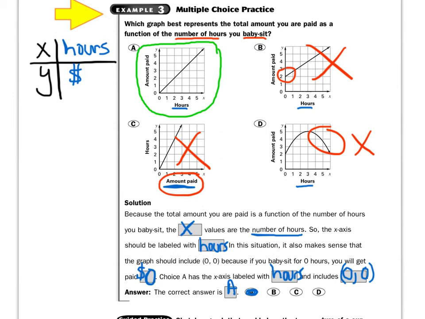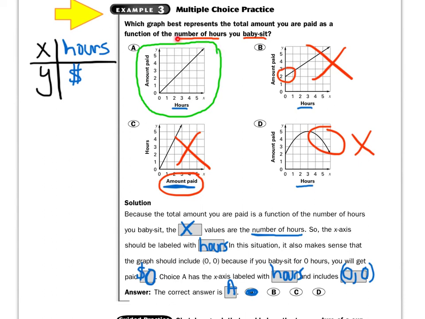Now the other thing I think is just use common sense. If you babysit 0 hours, you don't get paid anything, right? So you want to make sure the graph goes through 0, 0. So here the graph is at 0, 0. That's good. Here the graph is at 0, 2. That means they're going to give you $2 when you haven't even babysat a single solitary second. I don't think so. So cross that one out. And then here, again, they're going to give you $2 even though you haven't done anything yet? I don't think so, okay? And so cross that one out.